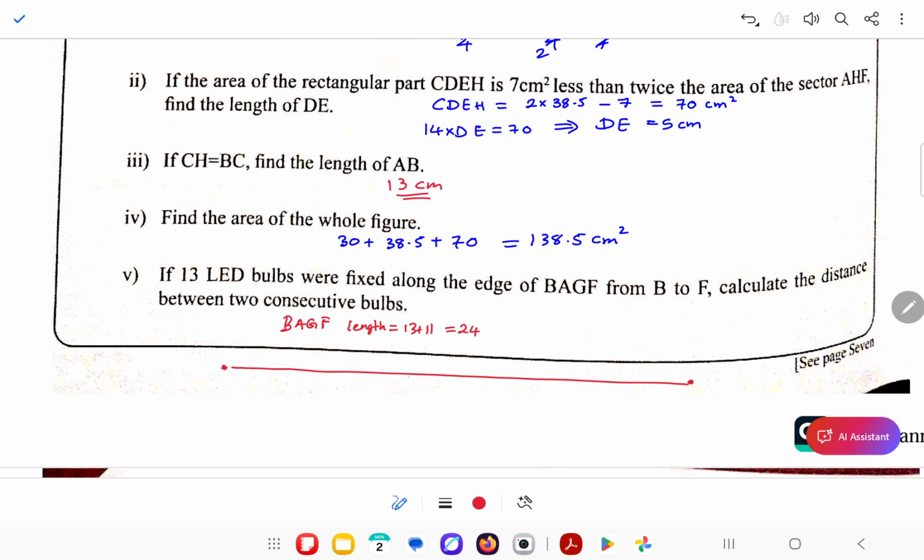So now along that 24 centimeters you fix 13 bulbs. So at the end points you have 2 bulbs. Then this is the second bulb, third, fourth, fifth, sixth, 7th, 8th, 9th, 10th, 11th, 12th, 13th. So how many spaces do we have? 1, 2, 3, 4, 5, 6, 7, 8, 9, 10, 11, 12 spaces. So to find the length between two consecutive bulbs, divide by the number of spaces, 24 over 12. So 2 centimeters.